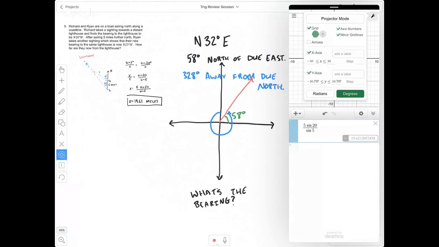Hopefully. Again, just to reiterate, this whole picture and these bearings have nothing to do with problem 5. Problem 5 was previously answered. The answer was 19.62 miles.